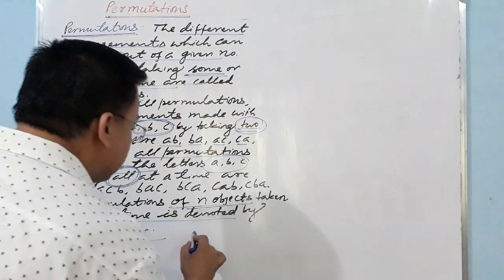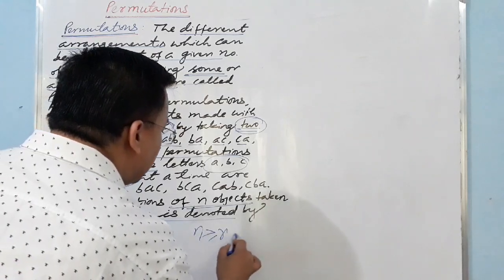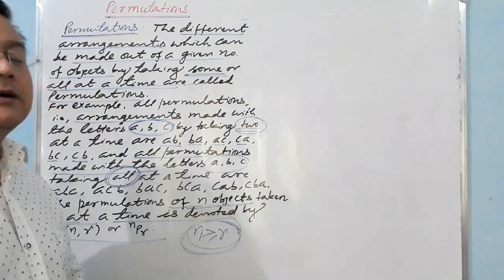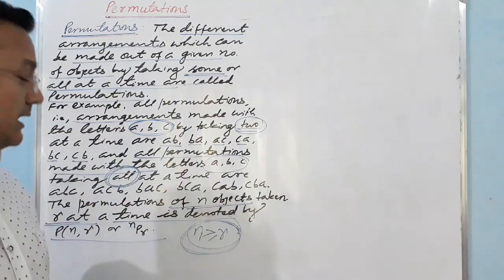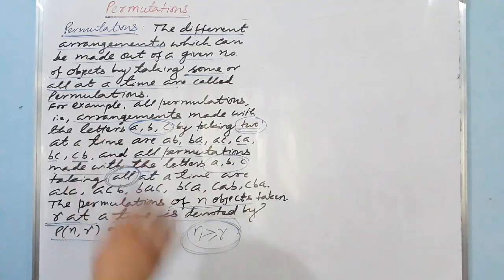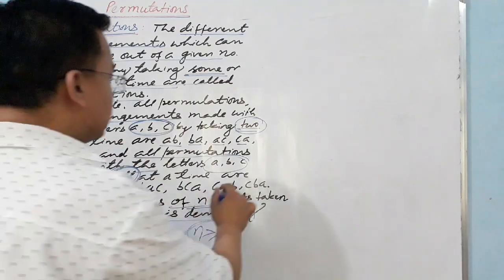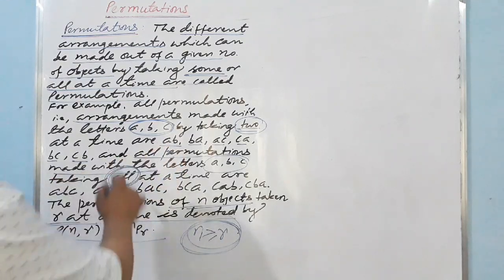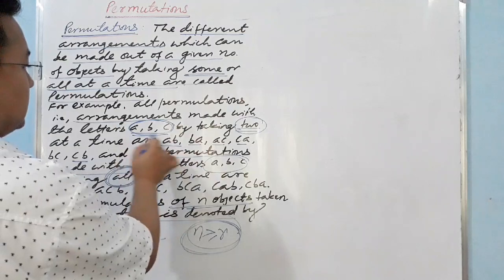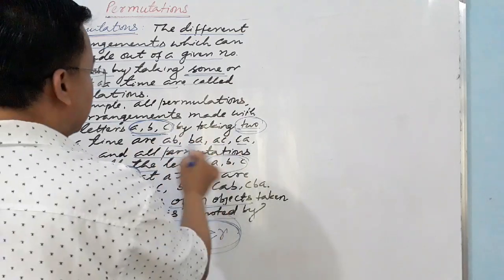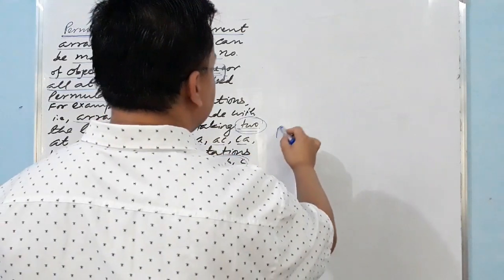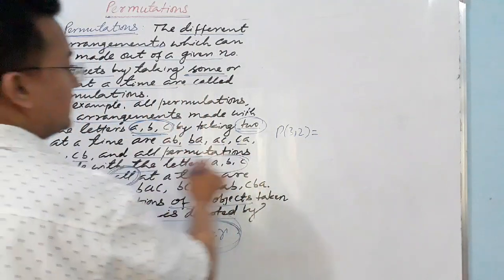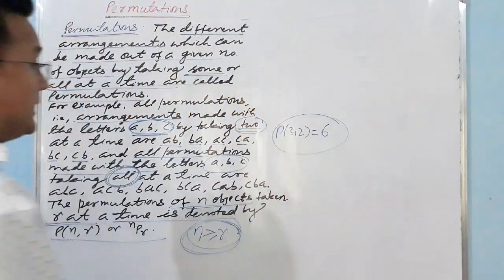And one more thing, listen to me: n is greater than or equal to r here, right? n is greater than or equal to r, you can't have n less than r. Now using this symbol, for 3 letters taken 2 at a time, these are permutations. We can represent it as P(3, 2) = 1, 2, 3, 4, 5, 6. So we got 6, by counting.